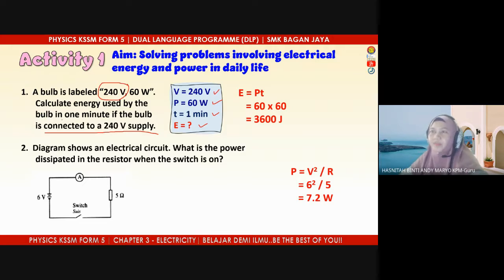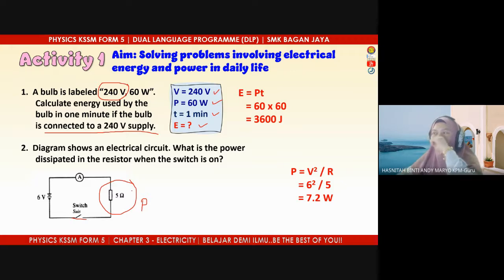Okay, second. We have this diagram showing an electrical circuit. What is the power dissipated in the resistor when the switch is on? Where is our resistor? This is the resistor. So how much power, or how much energy, is used in 1 second? That is what is meant in this question. How much power when the switch is on?